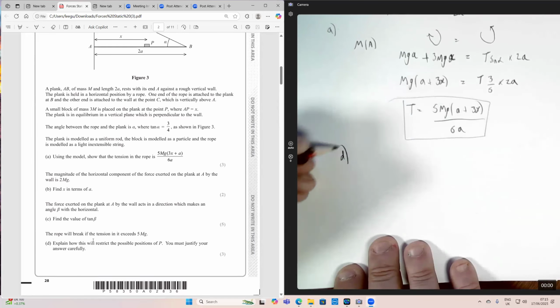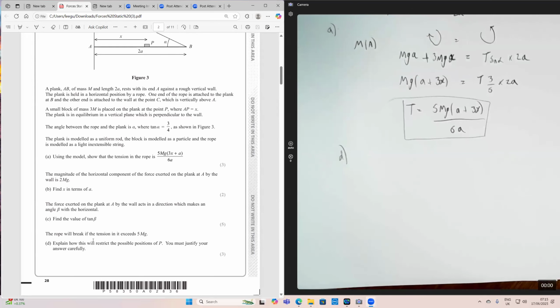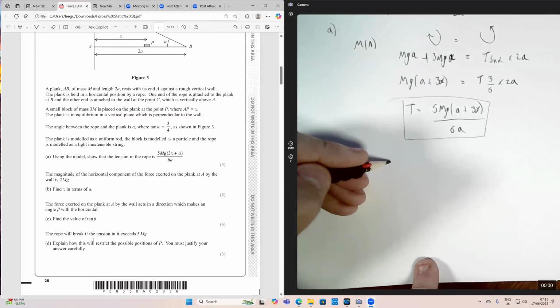It says the rope will break if the tension in it exceeds 5 mg. Explain how this will restrict the possible positions of P. You must justify your answer carefully. So let's look and think about this. So the tension exceeds that. So let's write down our expression for our tension.